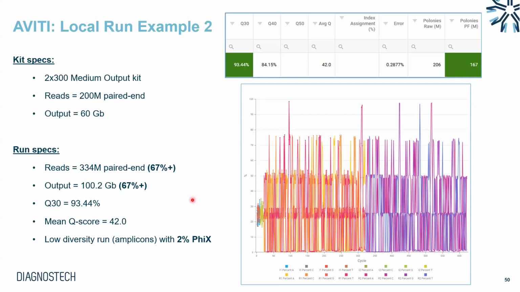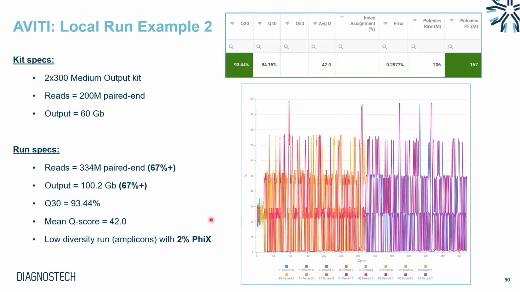But the most important thing is that even with these low diversity libraries, we only need around 2% Phi-X, or this run was done with only 2% Phi-X. Whereas with other systems, you require up to 20, 30, 40% Phi-X, and that enables the other systems to do the color balancing. For those that don't know, Phi-X is a sequencing control. You're not using it for your samples, so effectively the output of the Phi-X is useless. You can't do anything with the Phi-X data that you generate.